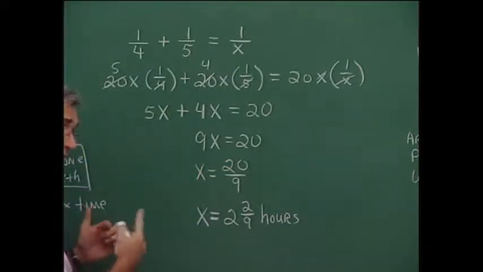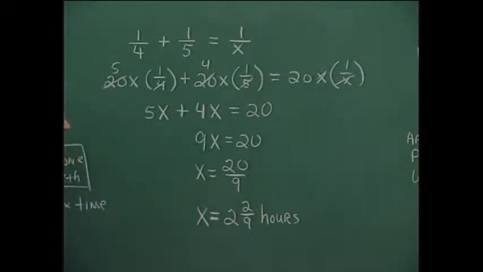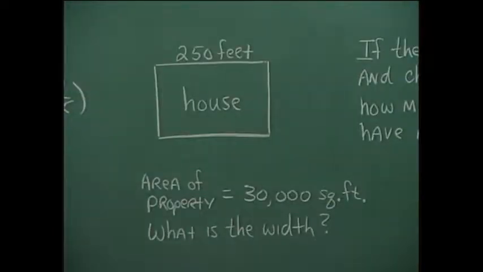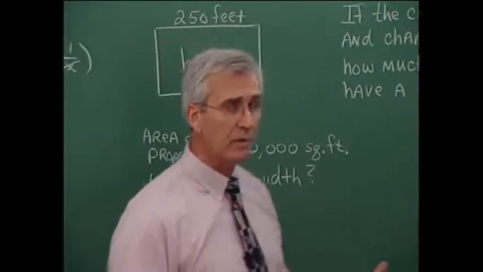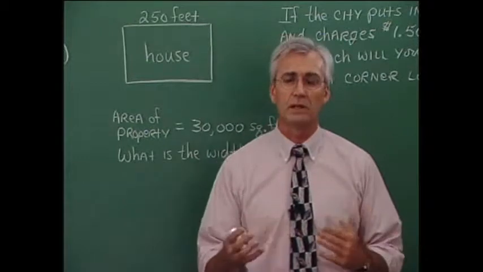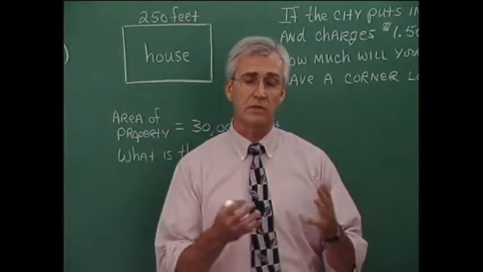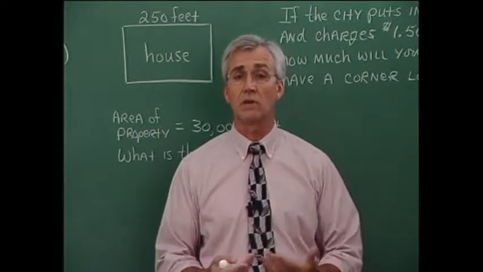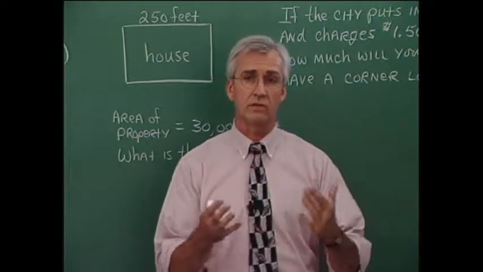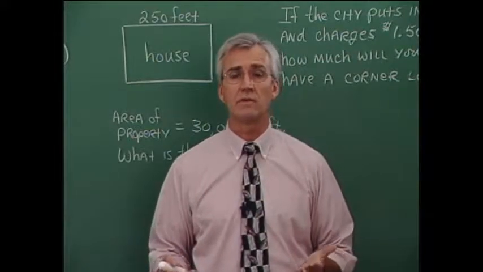So x, the amount of time required if they work together, is 2 2/9 hours. I'm sure we've noticed in this section so far that some of the problems we encounter have formulas associated with them. They're kind of built into the nature of the problem. If we're talking about interest problems, then interest is principal times rate times time. If we're talking about distance problems, then distance is rate times time. And we then build variations on those themes.